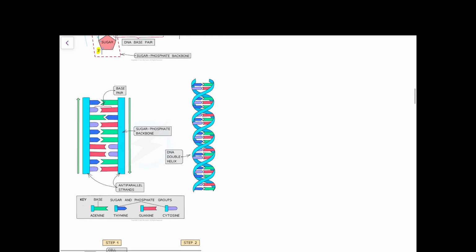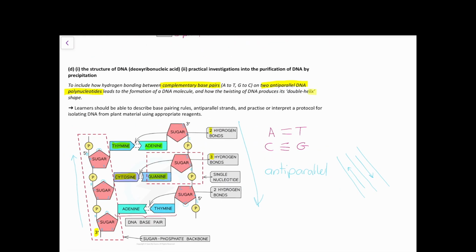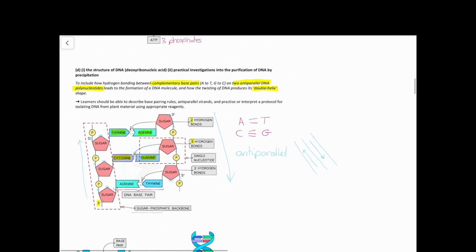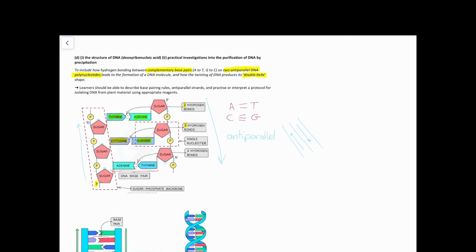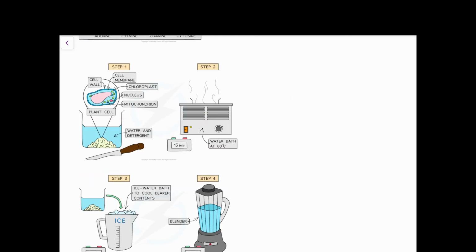Another key word for us then is the DNA double helix. So that's this three-dimensional shape where the 2 nucleotide strands, so polynucleotide, is then twisted as part of a DNA molecule. We also need to be familiar with practicals and how we can precipitate out DNA from a sample. So there's a few different steps, and generally the questions tend to focus on what the point is of some of the steps in the method.